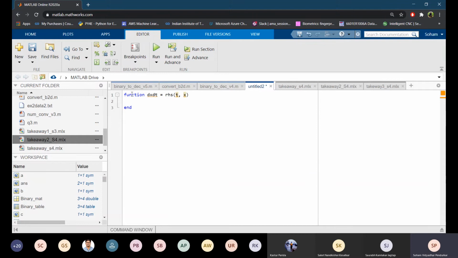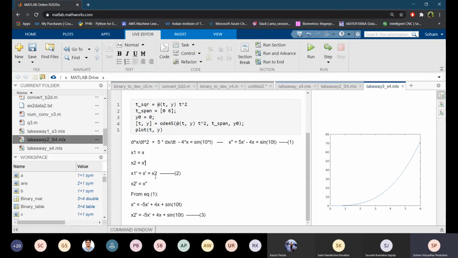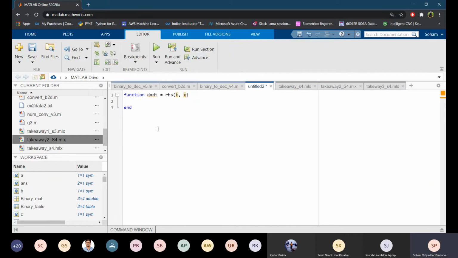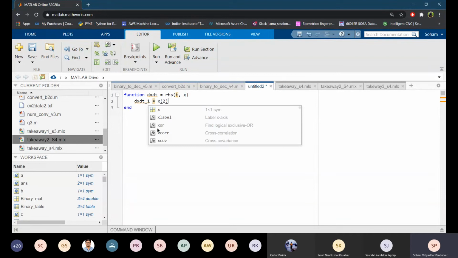Okay. So now, as per this first equation, dxdt underscore 1 is the variable I created. dxdt_1 is equal to x of 2. Why x of 2? Because now x is a variable which contains x1 and x2. Okay, right? So x1 and x2 are the two variables that I'm going to use now because we converted them. So x of 2 means I'm referring to the vector x, but the second element of it.